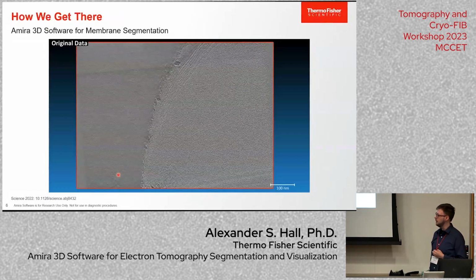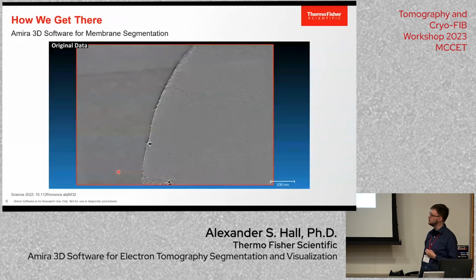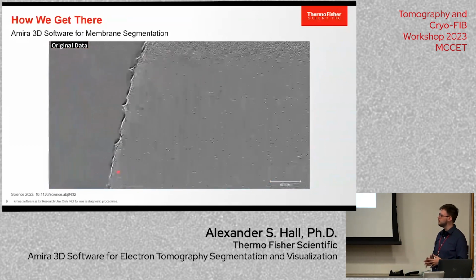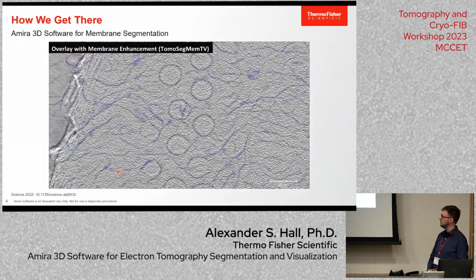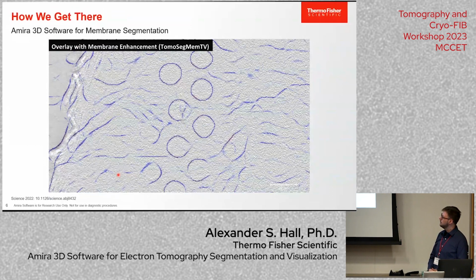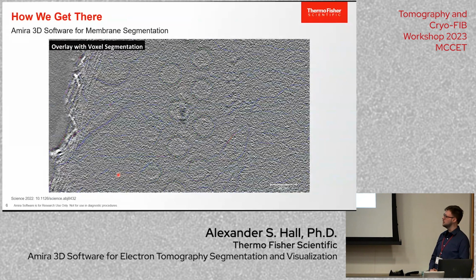overlay with a membrane enhancement tool that's called Tomosegmentation. And this is implemented in Amira software, and compared to the raw image, it's a much easier output to segment directly, either by hand or with automated tools. So you see here in the red and yellow, we're getting a really strong signal of where membranes are found.